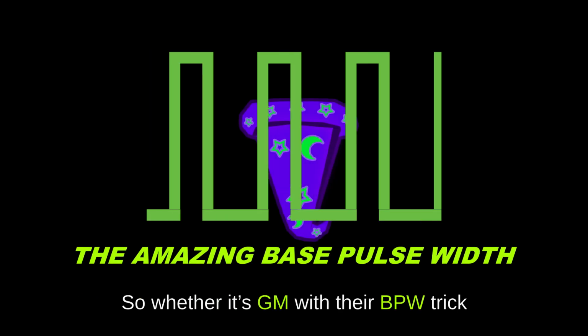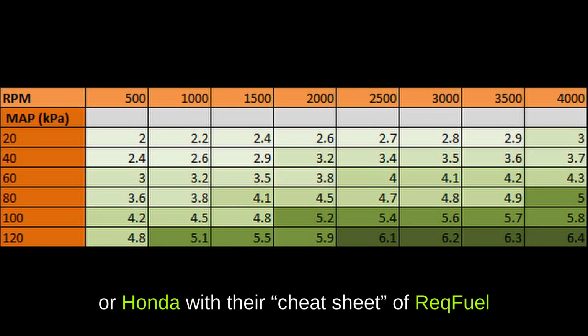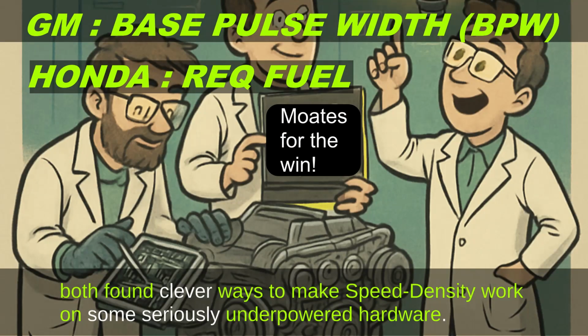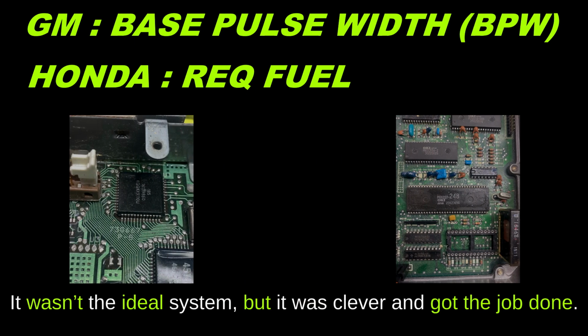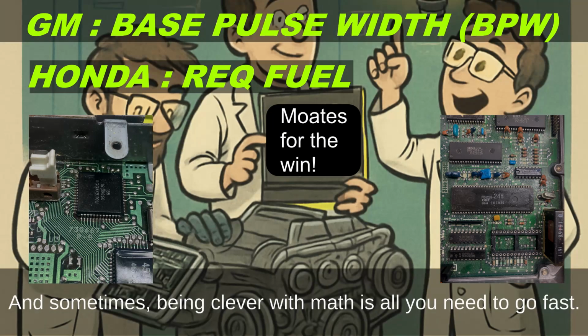So whether it's GM and their BPW trick, or Honda with their cheat sheet of rec fuel, both found clever ways to make speed density work on some seriously underpowered hardware. It wasn't the ideal system, but it was clever, and it got the job done. And sometimes being clever with math is all you need to go fast.